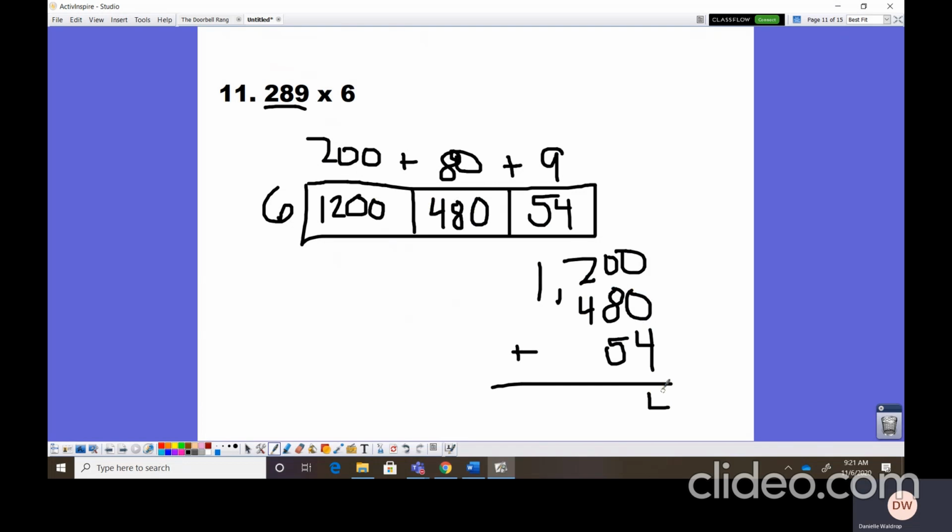So when I add them up, that's 4 plus 5... 8 plus 5 is 13. Put your 3, carry your 1. 4 plus 2 is 6, plus 1 is 7. Bring down your 1. 1,734.